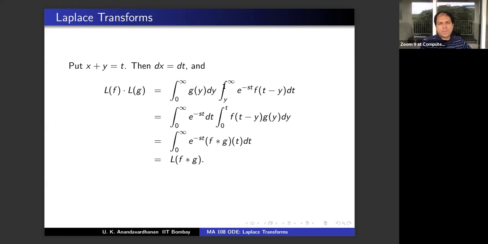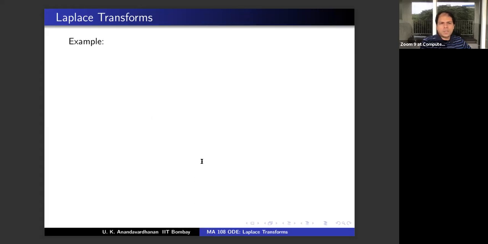In calculus, you have done many things. So when you change the order, the limits get changed and everything is good and you got L of f star g. Let's do one example and stop there.